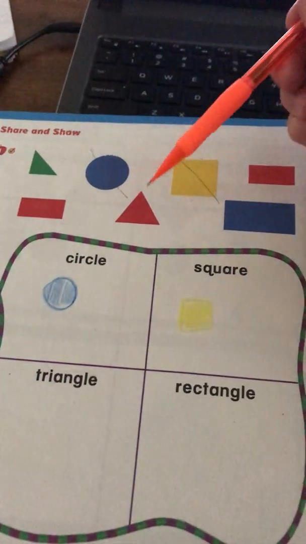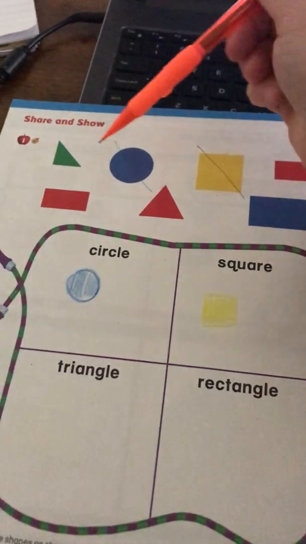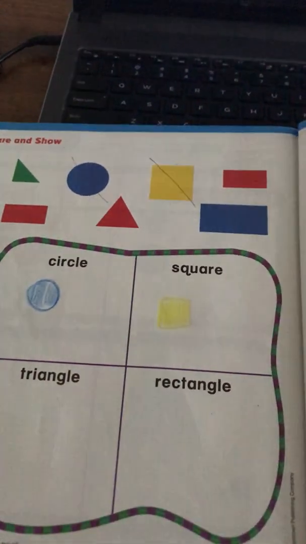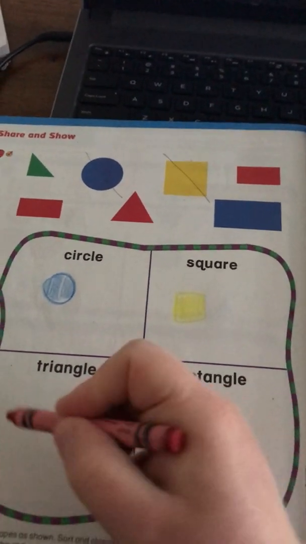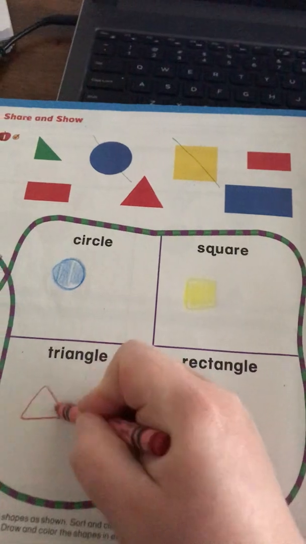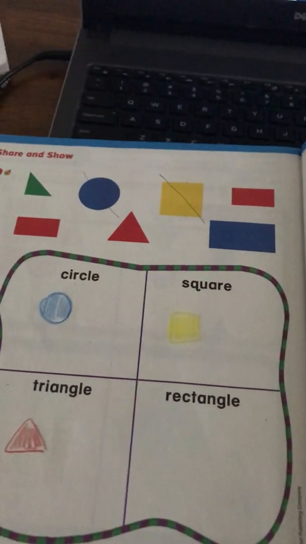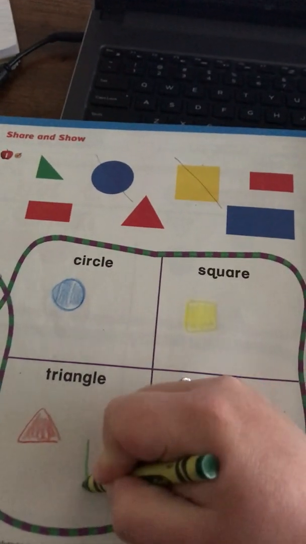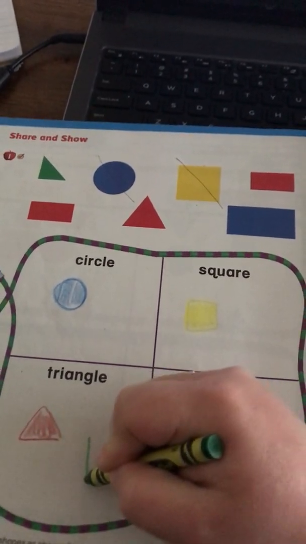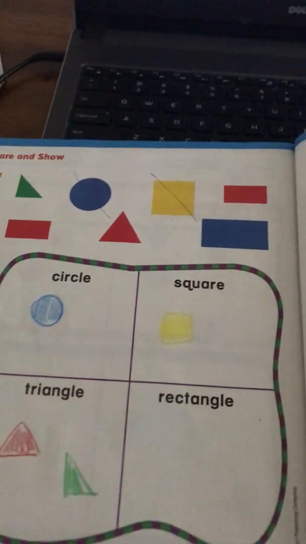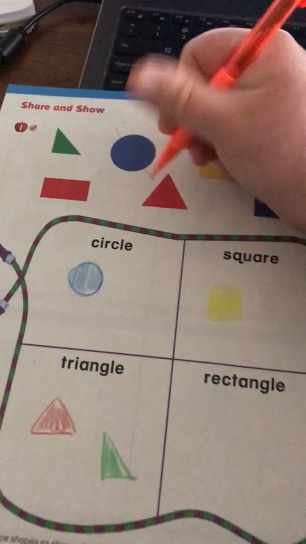I see 1, 2. And they're different colors. So I see a red triangle, and the other color is a green triangle. And now I've used my triangle, so I'm going to cross them out.